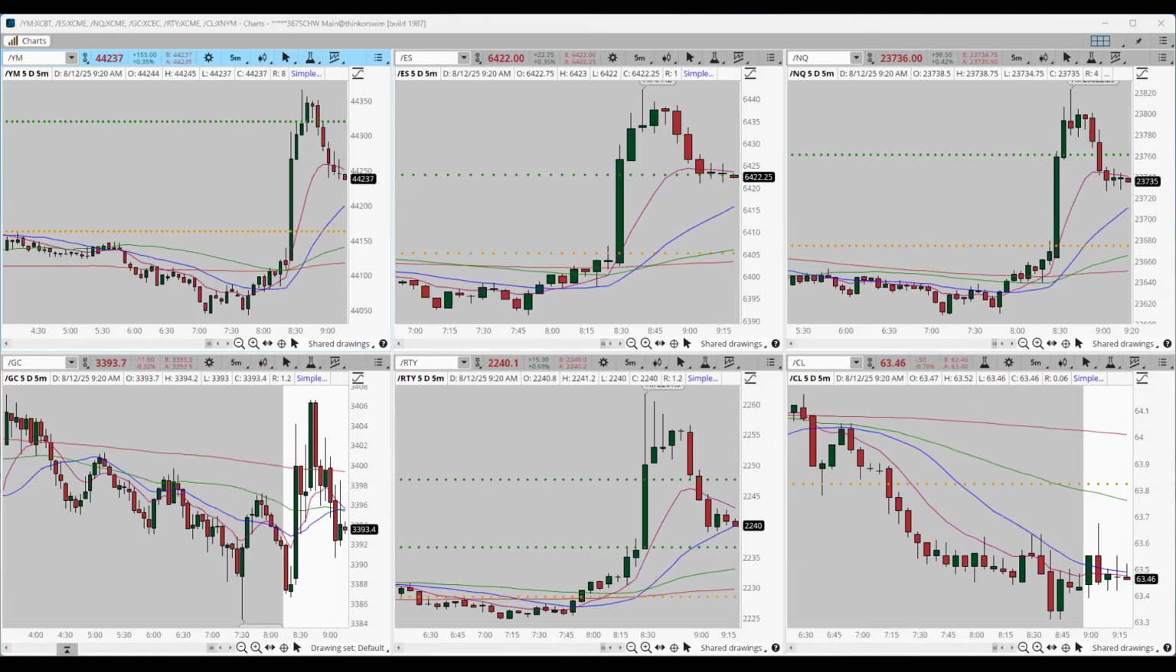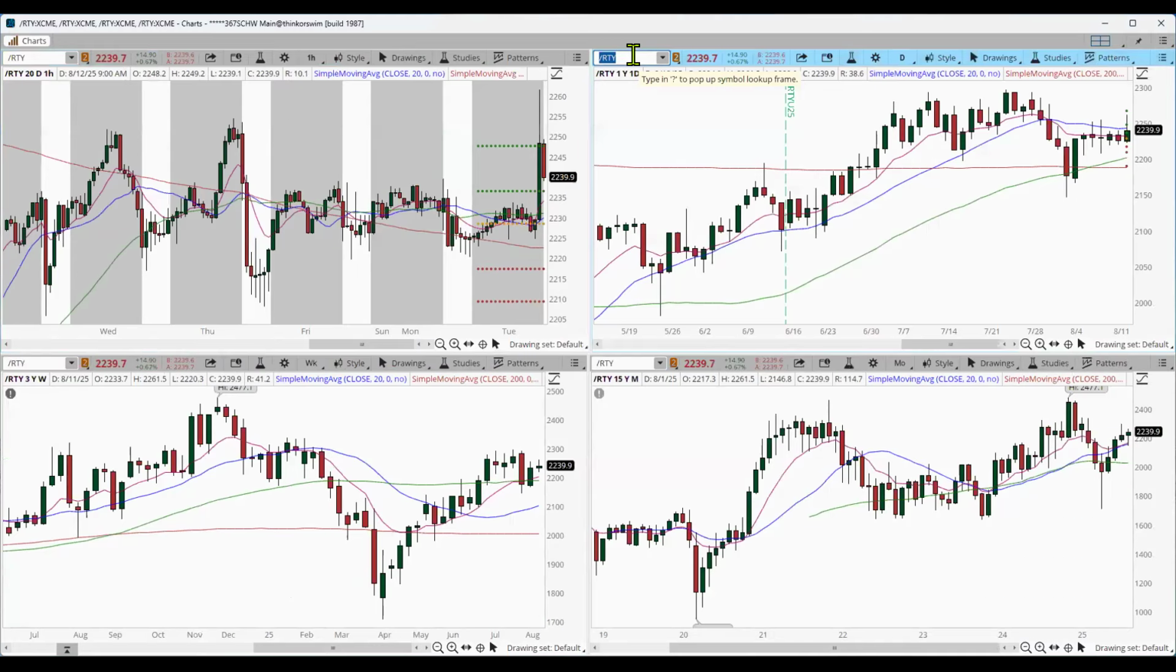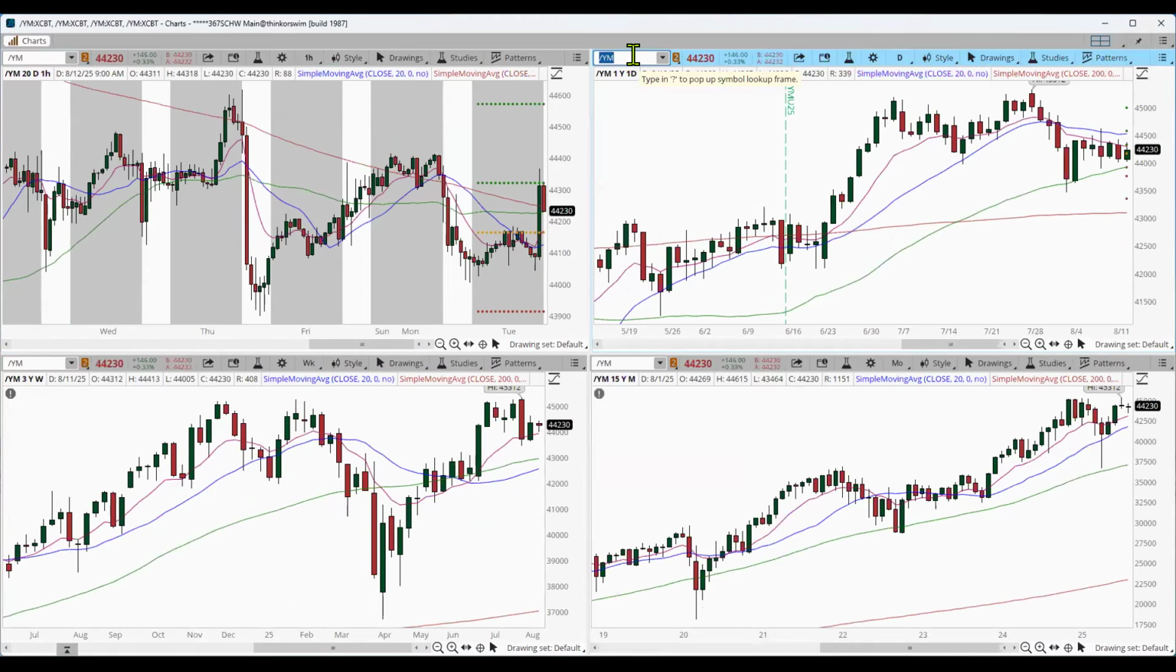So what we're going to be doing right now is we're going to start with a macro analysis, and we are ready to go. Let's start first off with the Dow. And the Dow, as you can see here, has been in a massive range, right? This is the 1 hour chart. This is the daily chart right here.